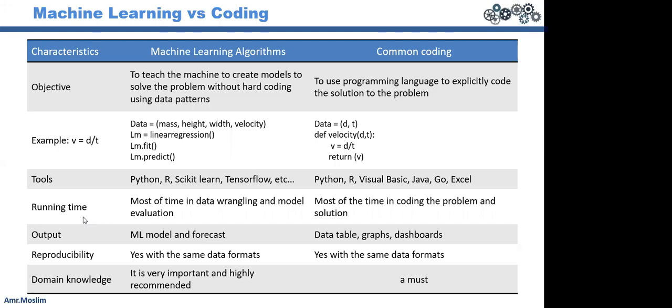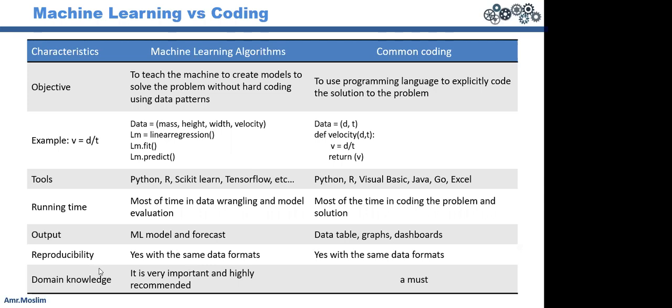The running time in machine learning, most of it is in data wrangling and the model evaluation. We will see the whole workflow right now, but 80% of the time you are just working in data wrangling to make the data in a proper format that the algorithm can run without any problems. In common coding, most of the time is spent coding the problem and doing the equations, doing our model, the equation itself. The output from machine learning will be the model and the forecast. The output from coding will be data tables, graphs, dashboards, and so forth.